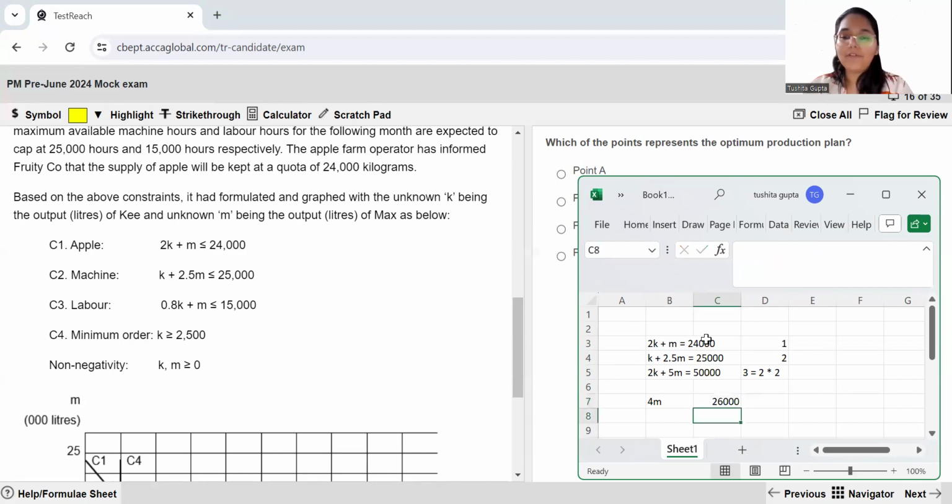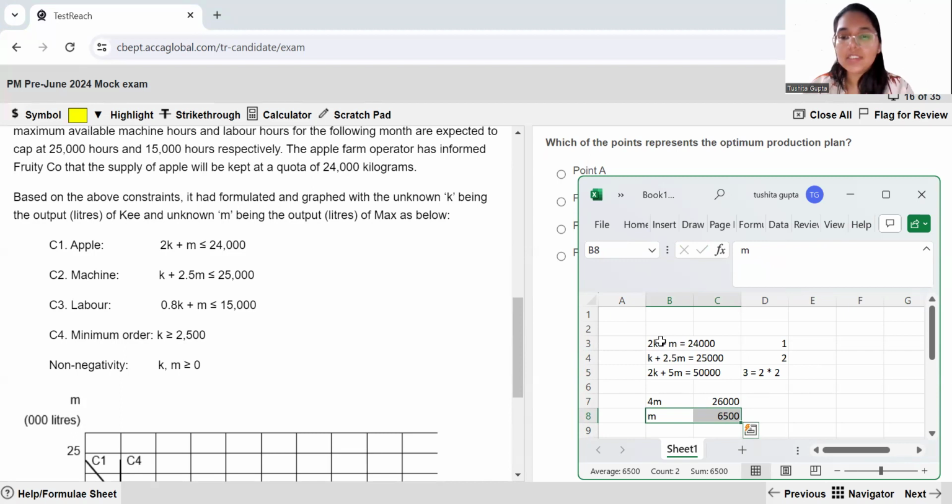So this is what I'm left with. 4M is equal to 26,000. Now I can calculate M. It will be equal to 26,000 divided by 4. So now I know the quantity of M which I'm going to be supplying, the output is going to be 6,500 liters for M.